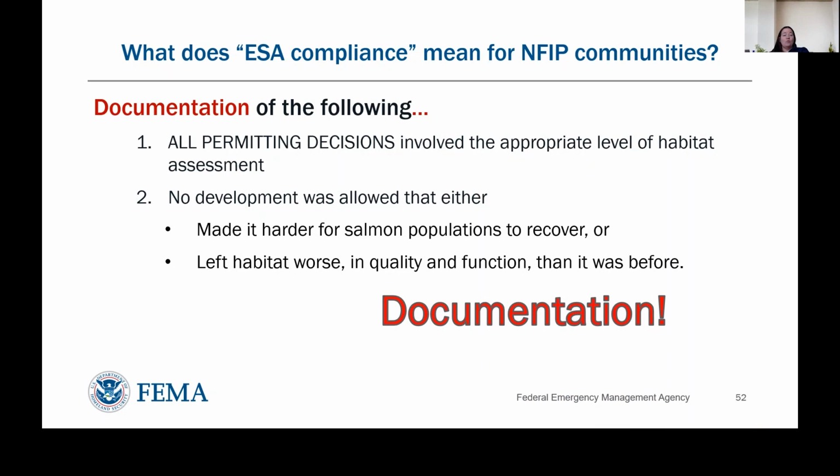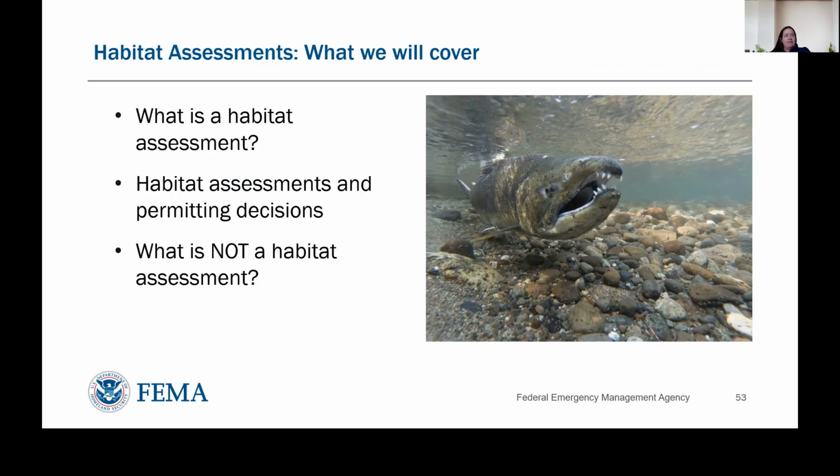So, documentation. And there's lots of different ways you can arrive at that documentation. We'll break that down a little bit from now, but you should just have the confidence that your permit file is going to demonstrate how you have gone through this process to review it, and that it was part of what helped you arrive at your decision to approve development. So habitat assessments, this is what we're going to talk about when we get into them specifically. What is a habitat assessment? Habitat assessments and how they should inform permitting decisions, and then what is not a habitat assessment.